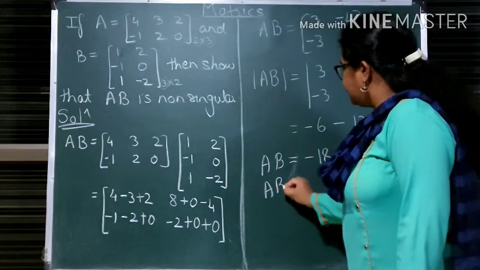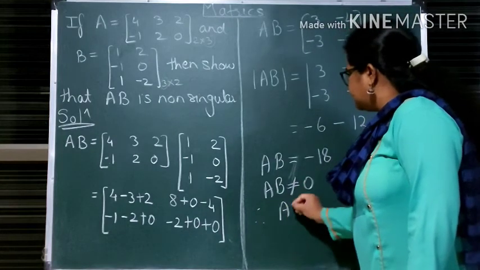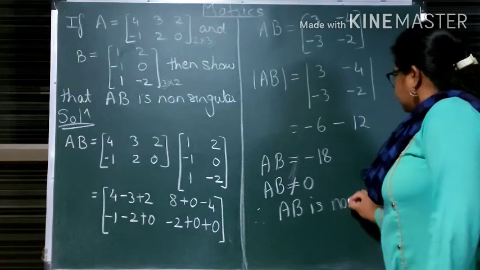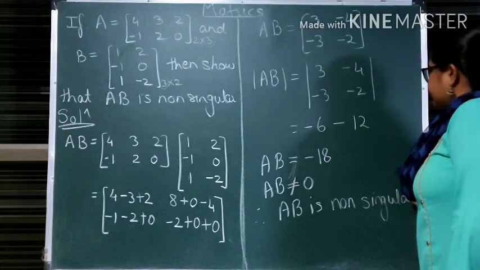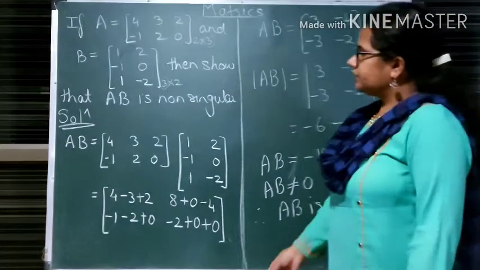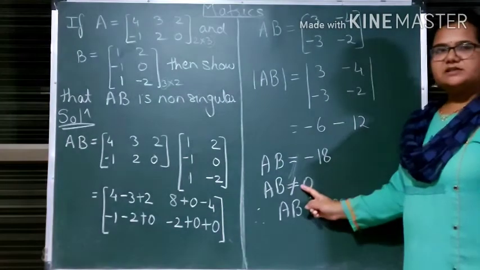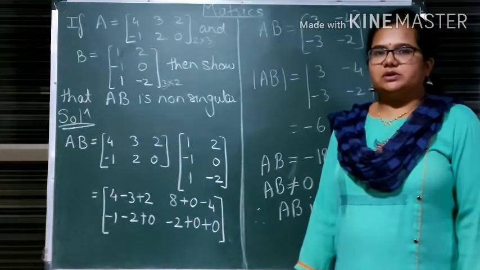So determinant of A into B is not equal to 0. Therefore, A into B is non-singular. Clear? So first we found A into B, then the determinant value we get is minus 18, it is not equal to 0, therefore A into B is non-singular.